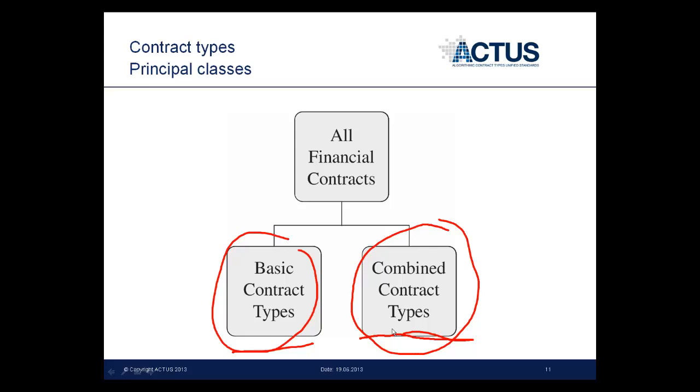Of course, combined contract types can have other combined CTs as underlying instruments, like a swaption, which is an option on a swap. A swap has two children. This explains also the relationship between the two groups.